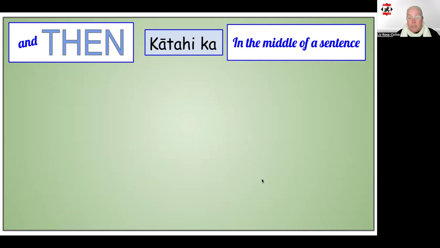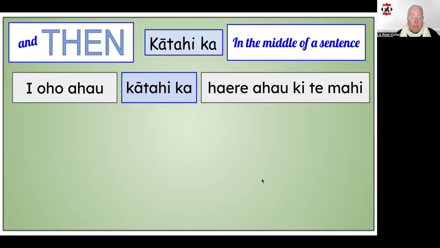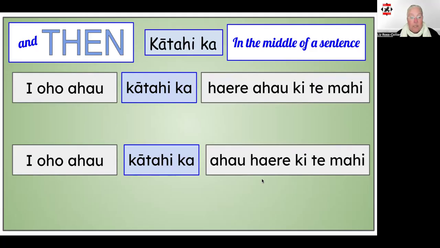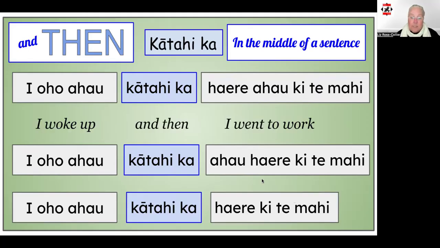When you're putting these sentences together, they can also work when you change the order of some of the words. I'll use the same example as before to show you what I mean. Here's the original sentence. I oho ahau Kātahi Ka haere ahau ki te mahi. And if we shuffle the words around slightly, I oho ahau Kātahi Ka ahau haere ki te mahi. It still makes sense and it's still correct. Or, if you prefer, just leave out the ahau in the second part of the sentence. I oho ahau Kātahi Ka haere ki te mahi.